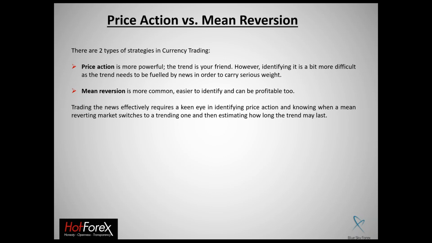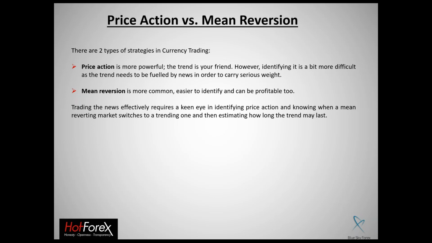The second one is mean reversion, also known as a ranging market. It's definitely more common, it is a lot easier to identify, and it can be profitable. Now, a ranging market is when the price is bouncing between the nearest support and resistance levels. It's generally moving horizontally. It's not going significantly up or down in either direction. It's moving sideways, a sideways market essentially.